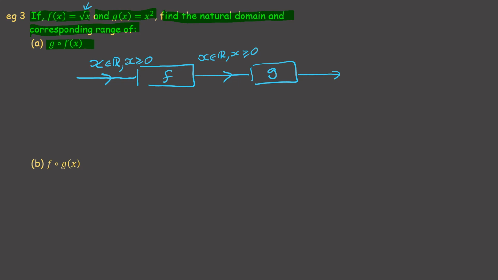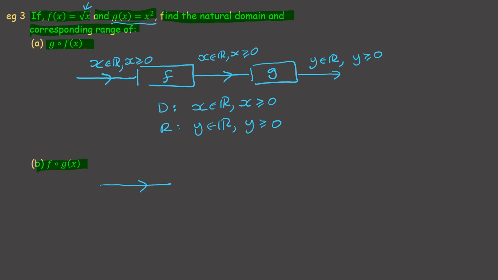And then when you're substituting all of these positive numbers into x squared, you're going to get some more positive numbers. So out here you will get real numbers greater than or equal to 0. So for this one, the natural domain is x is a real, x is greater than or equal to 0, so that is your domain, and your range would be y is a real, y is greater than or equal to 0. What about if we do it the other way around?